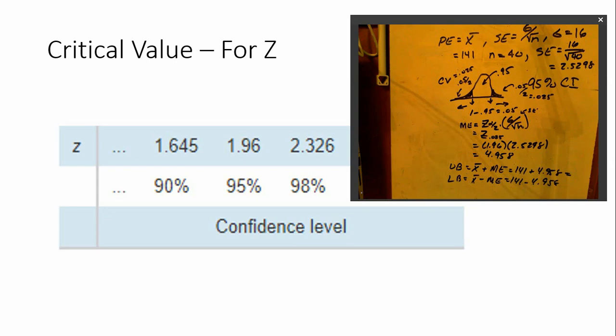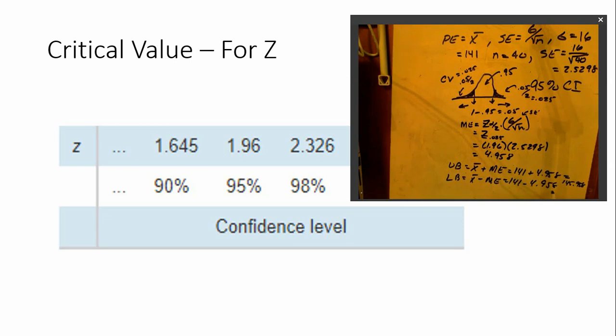That value is 145.958. And then my lower boundary is going to be 136.042.